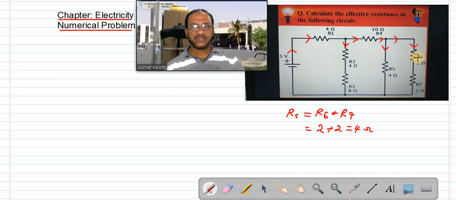Okay. Now these two resistances we can replace. Suppose I am replacing these two resistances by a single one. Suppose this box represents a single resistor. Its total value is 4 ohm. This is a 4 ohm resistor. So these two are replaced by a 4 ohm. Now we can see here, for this 4 ohm resistor and this resistor R5, they are in parallel.